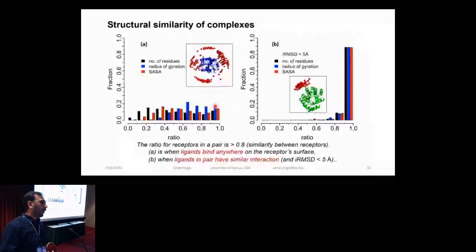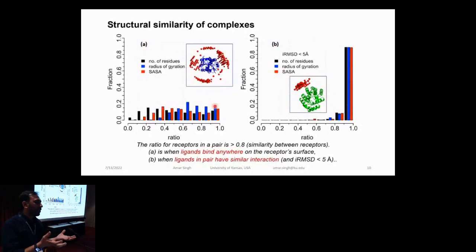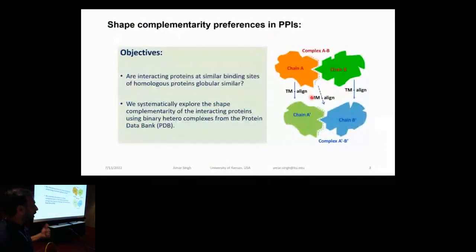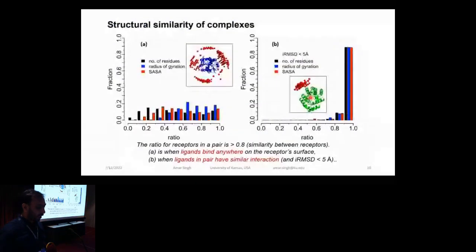We explore all the available binary heterocomplexes from the Protein Data Bank. We do all pairwise comparisons, and we wanted to know whether there is any structural similarity between the interacting partners. We don't use any interface residue or interface information, just structural information such as radius of gyration, number of residues, or solvent accessible surface area. If these two proteins share similarity in terms of parameters like radius of gyration or solvent accessible area, what is the similarity between the other two?